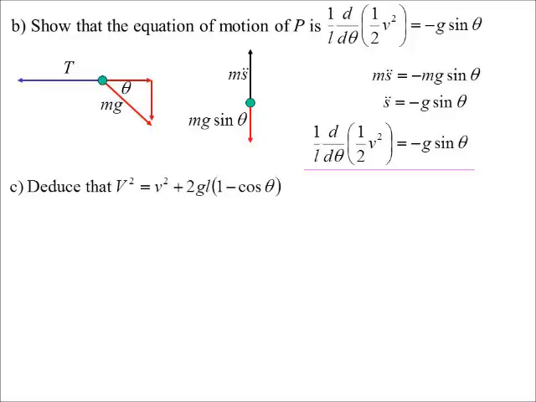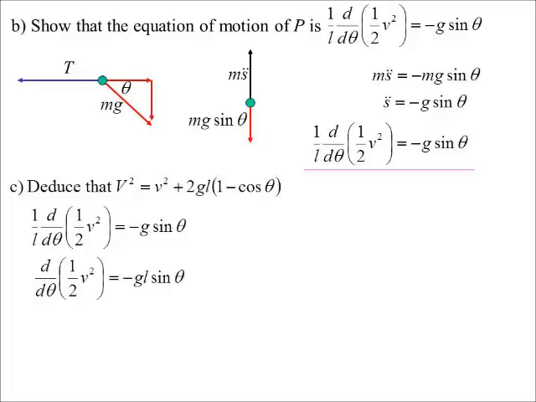Deduce that capital V squared is little v squared plus 2gl(1 minus cos theta). All right, we now have this expression I can play with. Well, just multiply by L. I didn't do it the definite integral way this time, so I've just integrated both sides, but I've got plus a constant. So half v squared is gl cos theta, multiply both sides by 2.